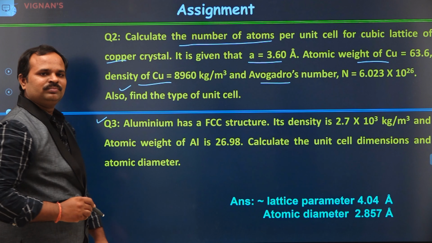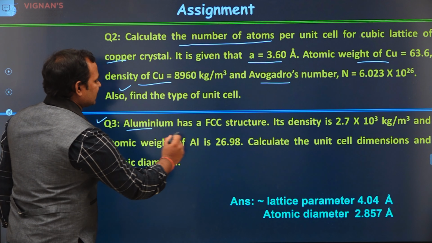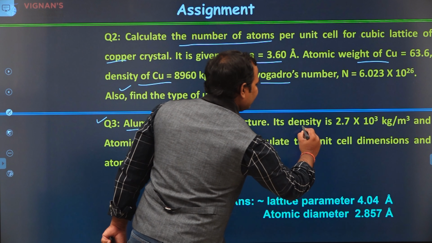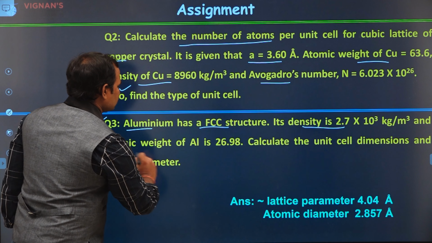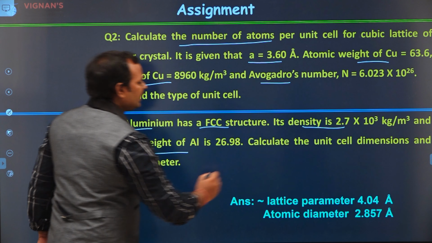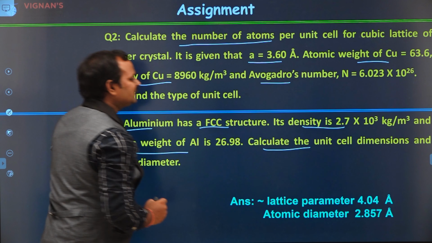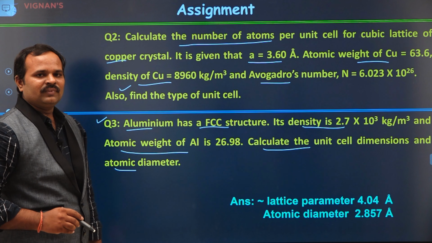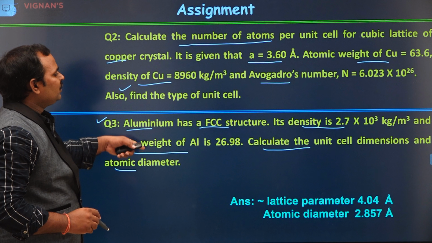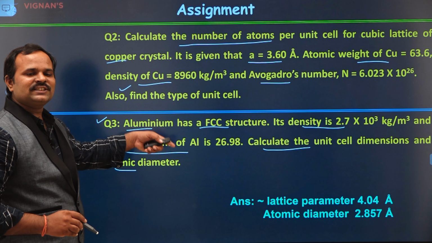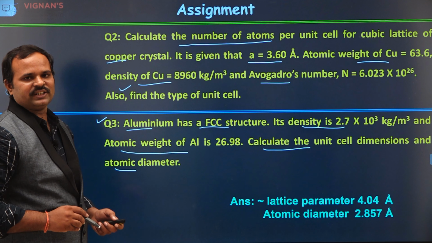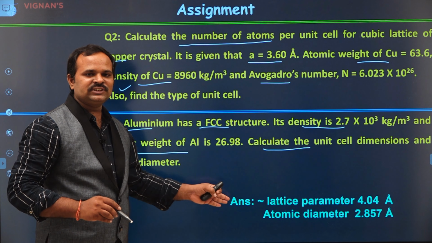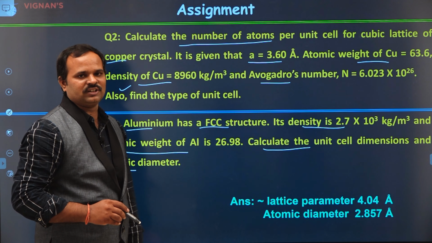In the third problem, aluminum crystallizes in the FCC structure, and the density of the crystal and the atomic weight are given. They are asking you to calculate the unit cell dimensions and the atomic radius. For this also, you should use the relation between the density and the atomic radius. Once you do this, you will get answers like this. Please check yourself whether you are getting these answers or not.